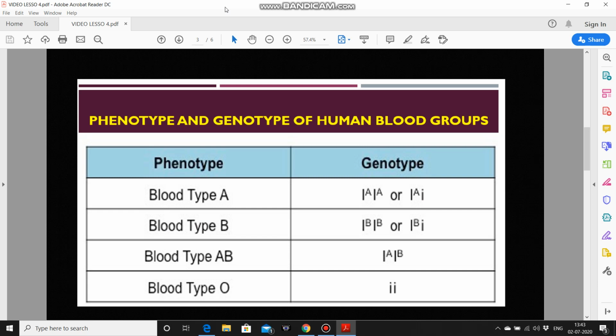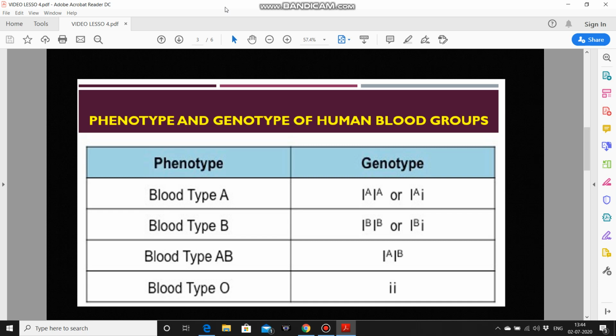Now, there are four different phenotypes in human population: A, B, AB and O. So, these are the four different phenotypes. Now the genotypes are IAIA or IAi for A blood group. IAIA is homozygous condition and IAi is heterozygous condition. So the two genotypes of A blood group are IAIA and IAi.